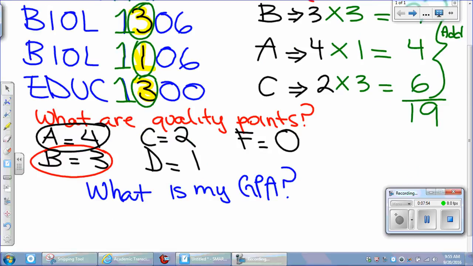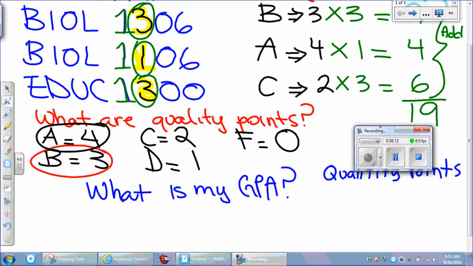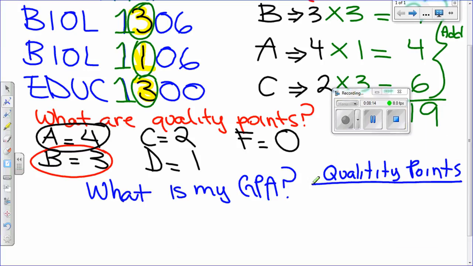And the question comes again, but what is my GPA? Well, the GPA is going to be calculated by dividing your quality points divided by the attempted hours.